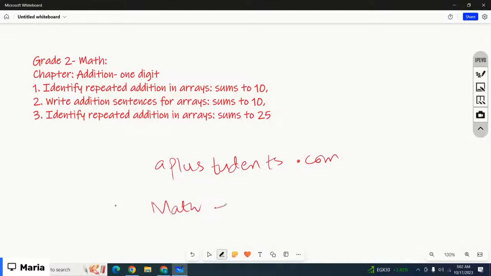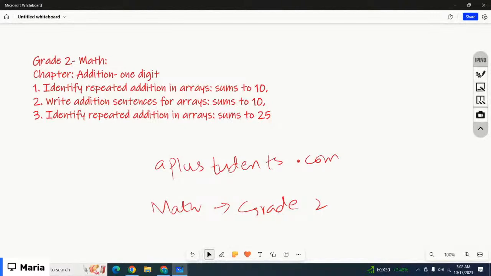Scroll down to grade 2 and then click on view all lessons. There you can find a list of the chapters. We're going to start with the chapter addition one digit. And the lessons we're going to cover are: identify repeated addition in arrays sum to 10, write addition sentences for arrays sum to 10, and identify repeated addition in arrays sum to 25.